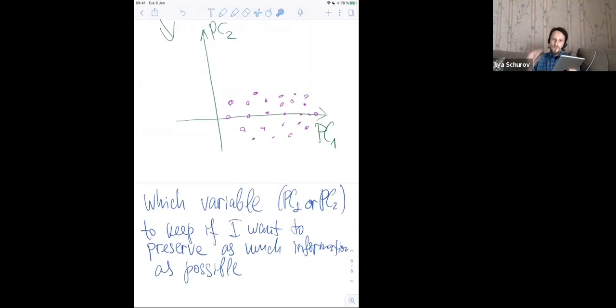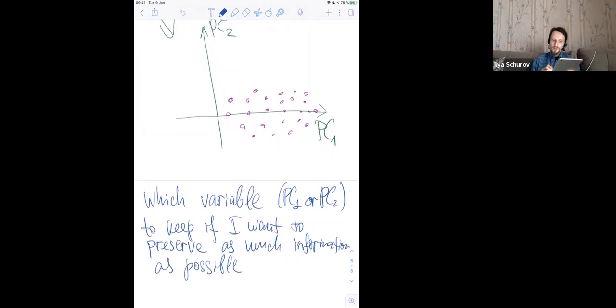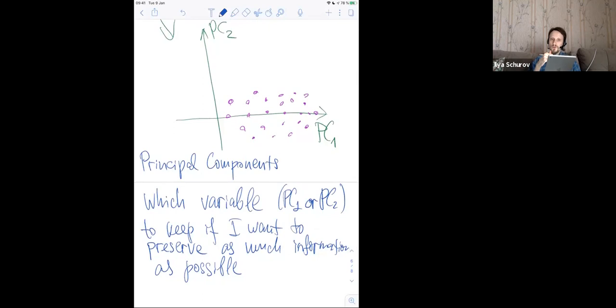Now we have some order on our variables. Actually, I denote these variables by PC because they are called principal components. Главный компонент по-русски. Actually, we have the same number of principal components as we have original variables. So in this case, we had two original variables and we have two principal components. This is the usual situation. For principal components, we have an order. We see that principal component one is in a sense more principal. It is more important in terms of variance than principal component two.